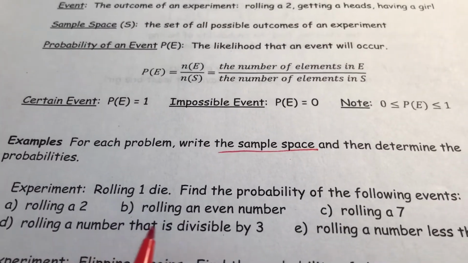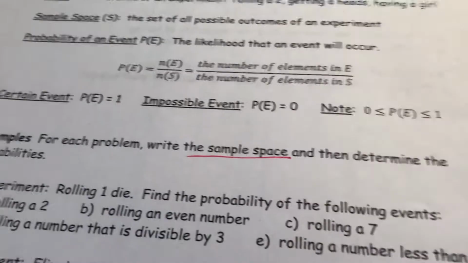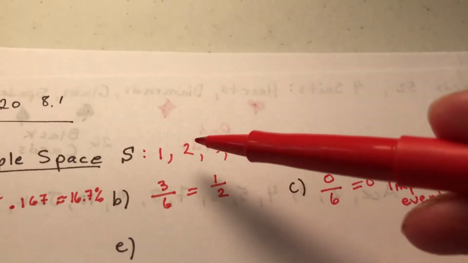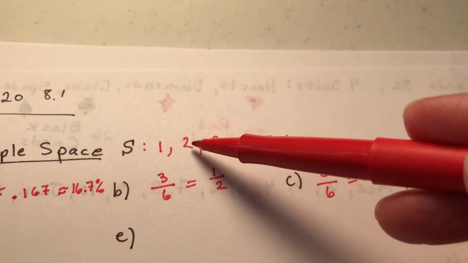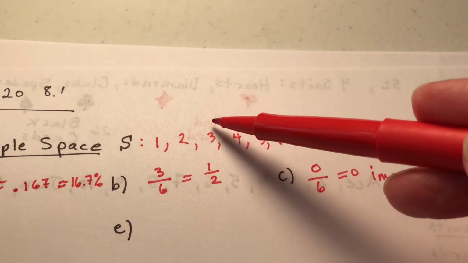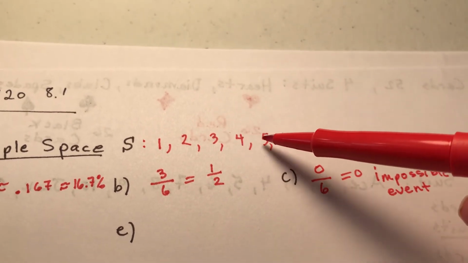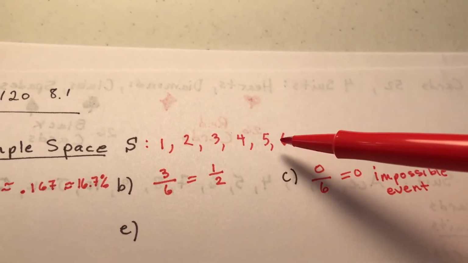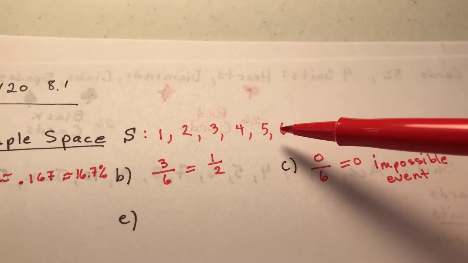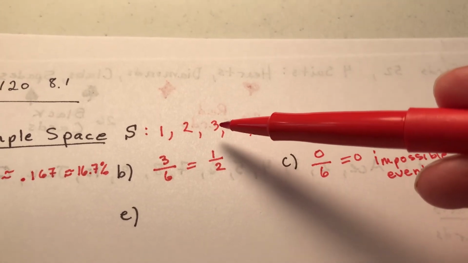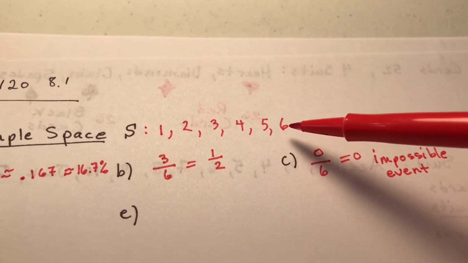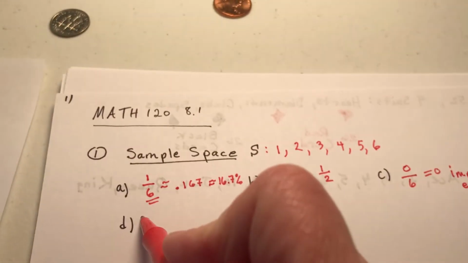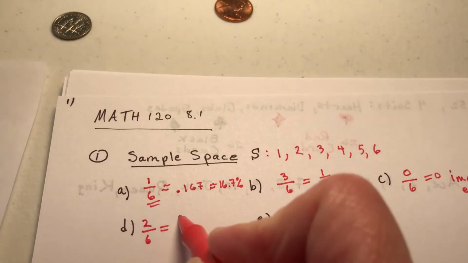D, probability of rolling a number that is divisible by 3. All right, so what divides? Is that divisible by 3? No. Divisible by 3? No. Divisible by 3? Yes. So that one. Divisible by 3? No, no, yes. So there are two numbers in here that are divisible by 3, because 3 divided by 3 is 1, and 6 divided by 3 is 2. So we've got 2 out of 6, and reduce that.